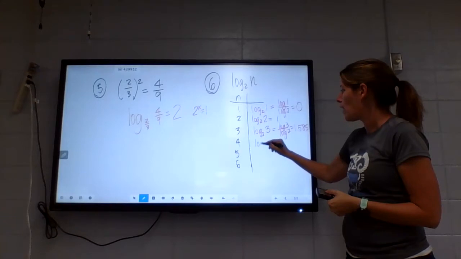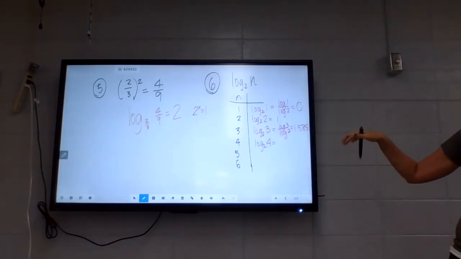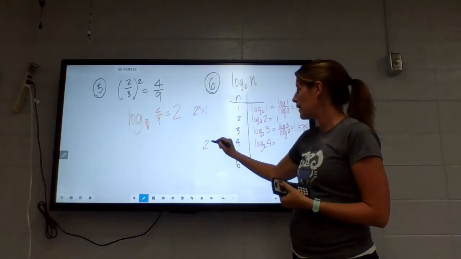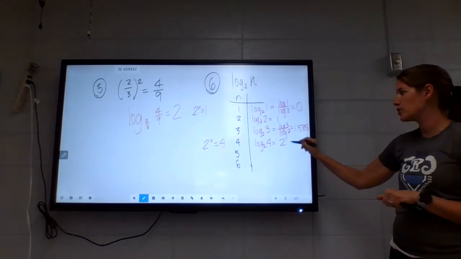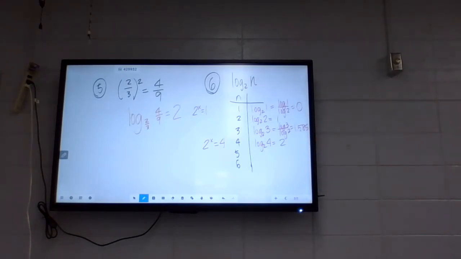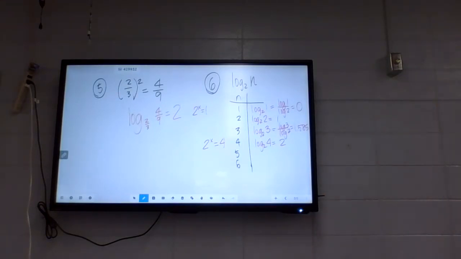Log base 2 of 4. Again, you could do it this way or the short way, by hand. 2 to the x equals 4, this is going to equal 2. But that's the same thing you would get if you put it in your calculator. And then you're just going to keep going up from there, okay? Just trying to see that you understand evaluating it. I was hoping that you'd see some patterns in there. There's some cool math patterns that show up in there.